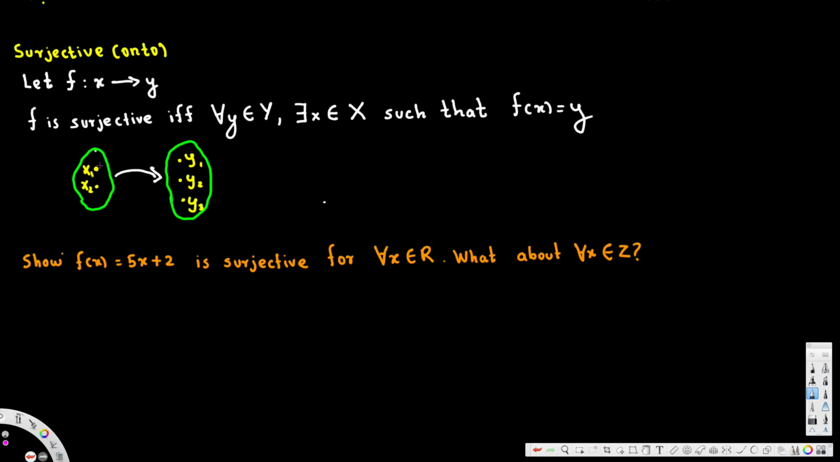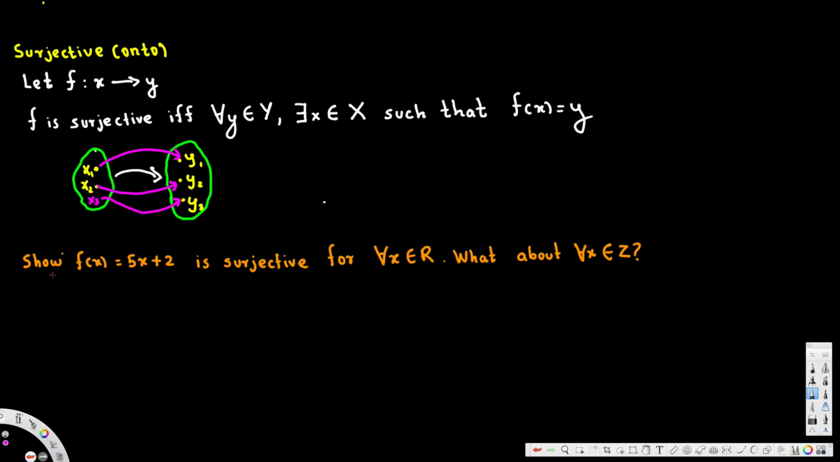Now for example, let's say we have an x1 for y1 and another x2 for y2, and let's say we don't have anything for y3, we don't have any x value for y3. It means this is not surjective, because we had to have another x3 for this y3. Only then is this a surjective function.